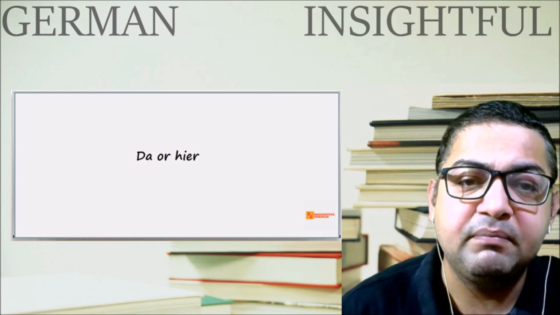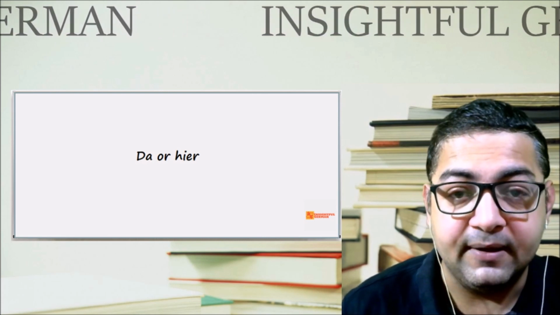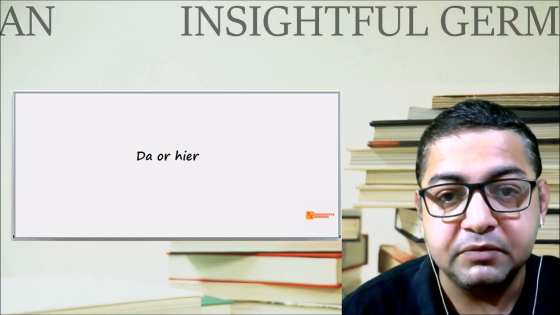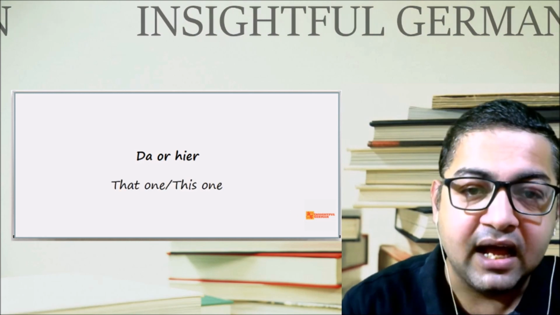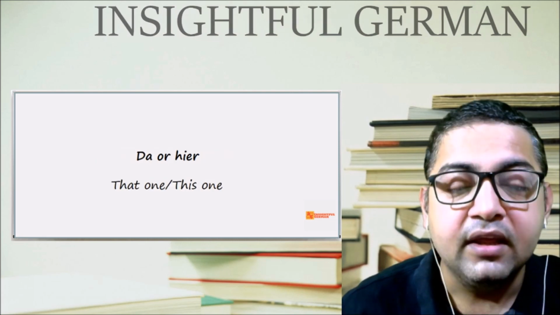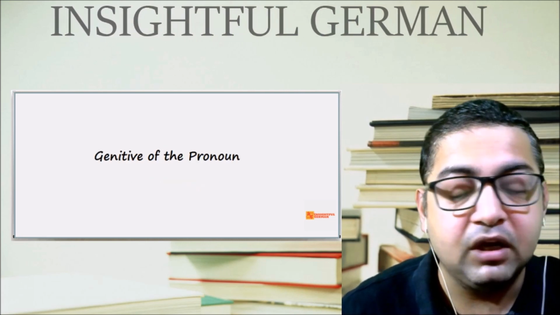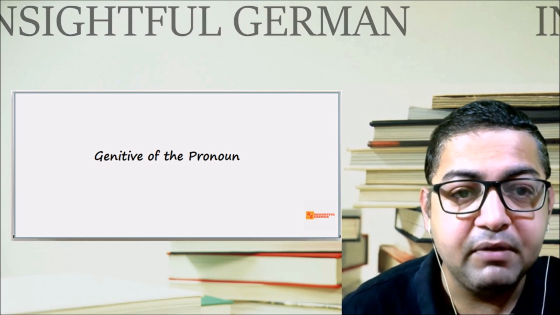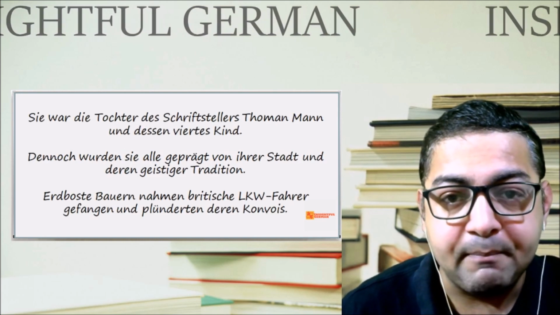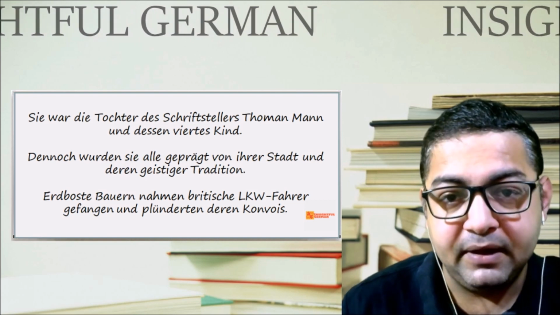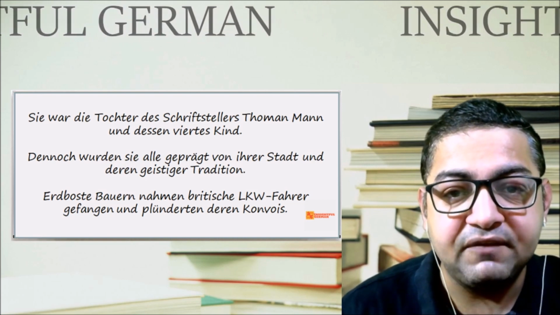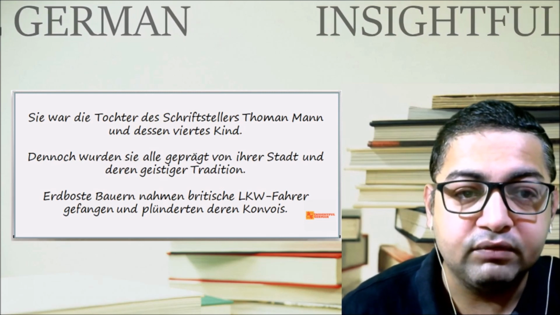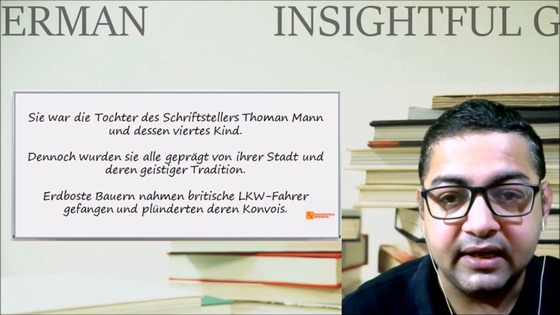Der can be strengthened by adding da or hier. This makes it more clear whether this one or that one is being referred to. Example: das da, that one; das hier, this one. This usage is limited to informal colloquial speech. The genitive of the pronoun der can be used for a possessive pronoun to avoid ambiguity. Example here: Sie war die Tochter des Schriftstellers Thomas Mann und dessen viertes Kind. She was the daughter of the writer Thomas Mann and his fourth child.